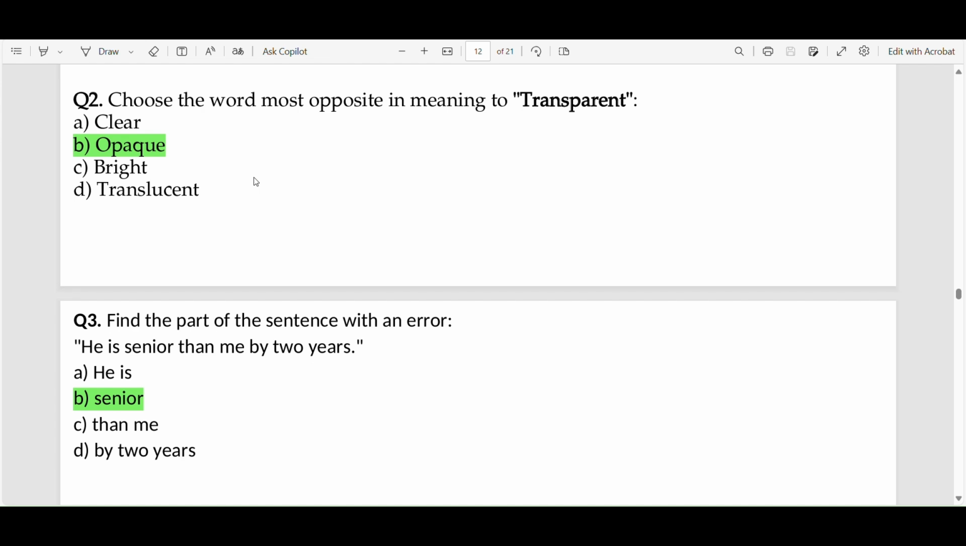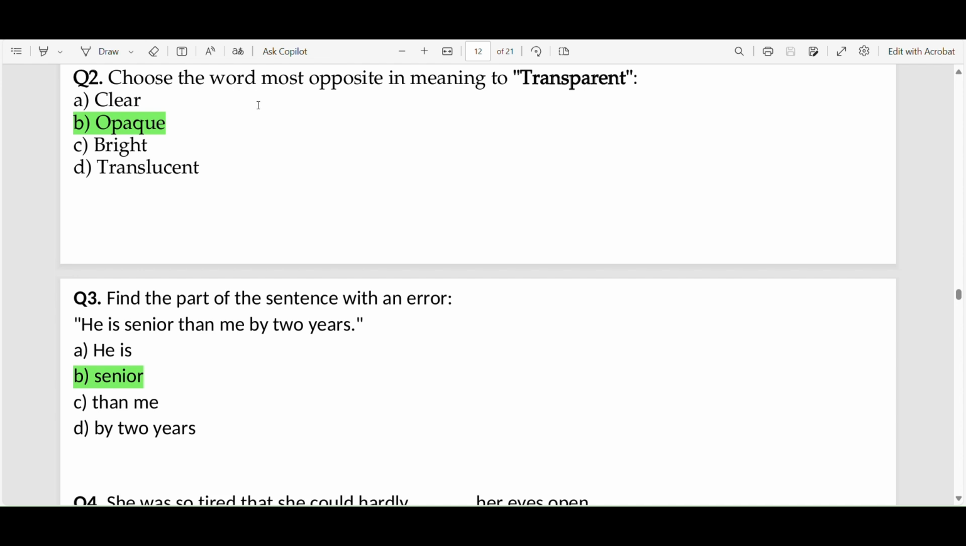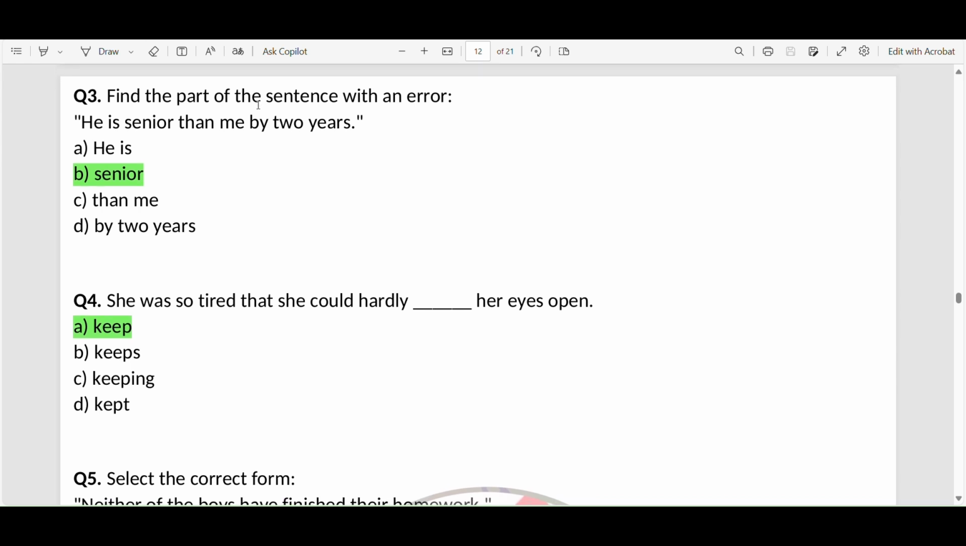Transparent is nothing but clear, where when you see through it you will be able to see the opposite side. Opaque is nothing but when you see through it you won't be able to see the opposite one. So that is the second question, and let's go to the third question.